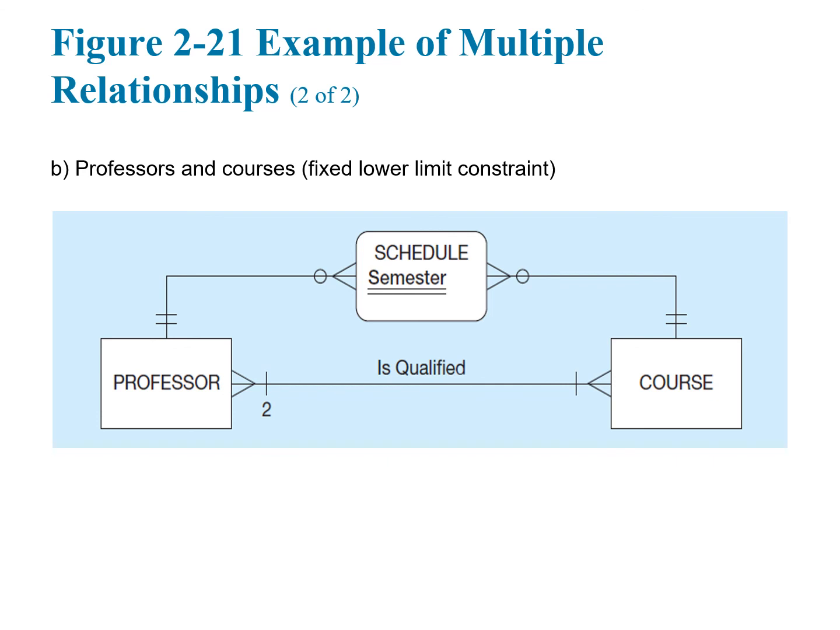The other relationship is actually implemented via what is called an associative entity called schedule, which has an identifier attribute called semester. We will shortly talk about associative entities in more detail. This associative entity is implementing a many-to-many relationship between professor and courses, indicating that a particular professor may be scheduled during a particular semester to many courses and vice versa.